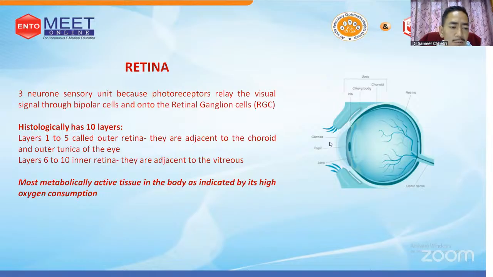It's the most metabolically active tissue in the body, as indicated by its high oxygen consumption. So we see it's a 3 neuron sensory unit, and histologically there are 10 layers, out of which layers 1 to 5 are the outer retina. They are adjacent to the choroid and outer tunica of the eye, and the inner layers 6 to 10 are the inner retina. They are adjacent to the vitreous.